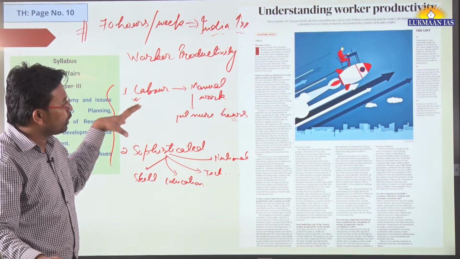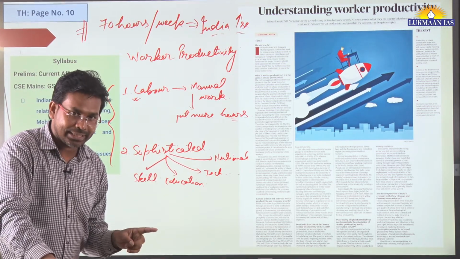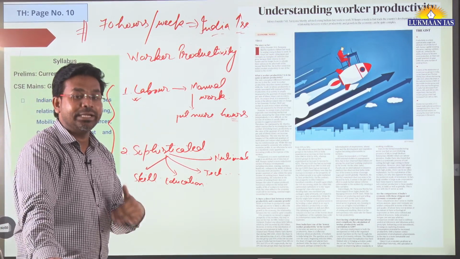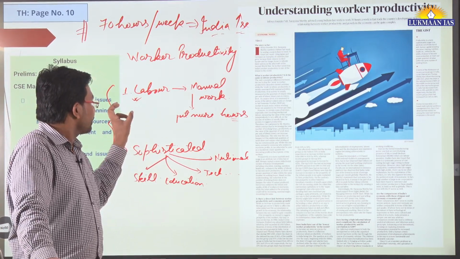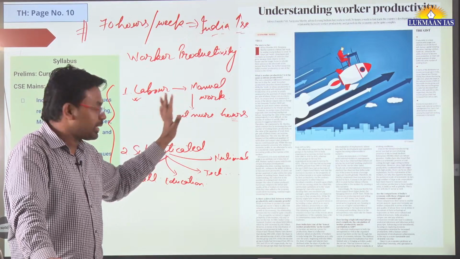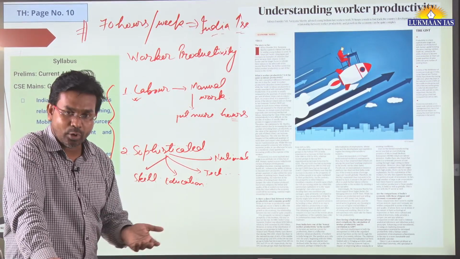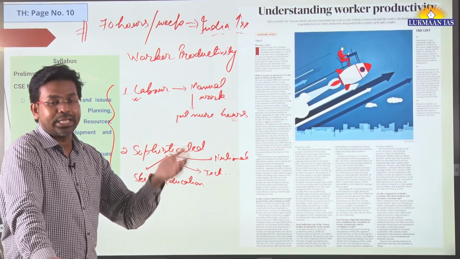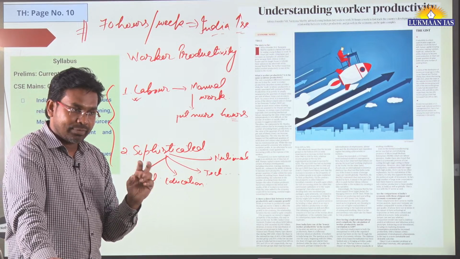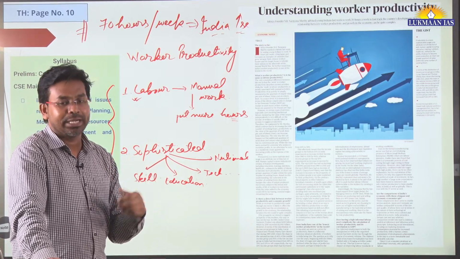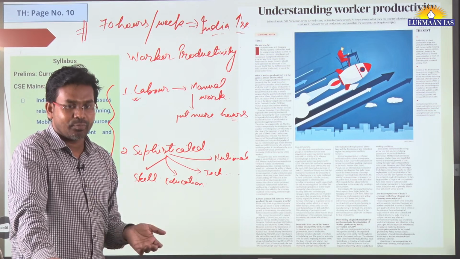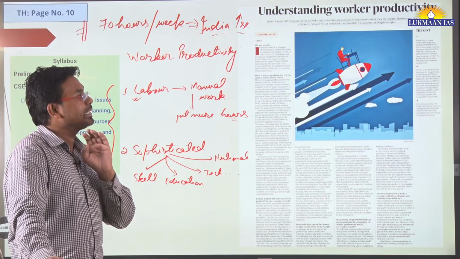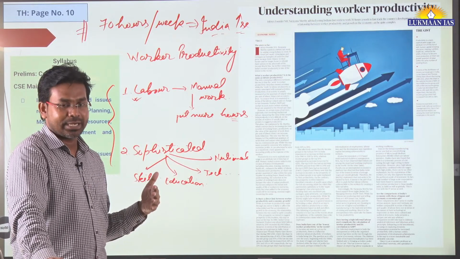So in this article, although they did not totally outrightly reject the idea, they have tried to make a distinction between the productivity of a manual worker and of a person involved in the knowledge economy. They say that in the knowledge economy, people have to think, and so their productivity is dependent on multiple factors. It's not about the number of hours that a person works. So this is what is mentioned in this article.